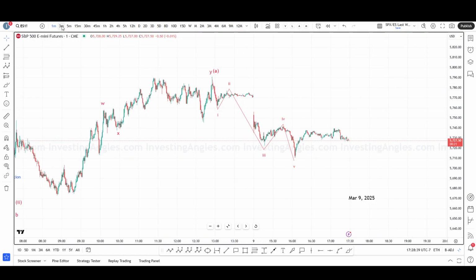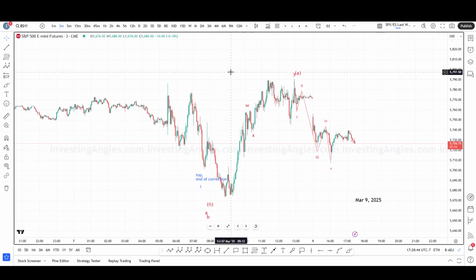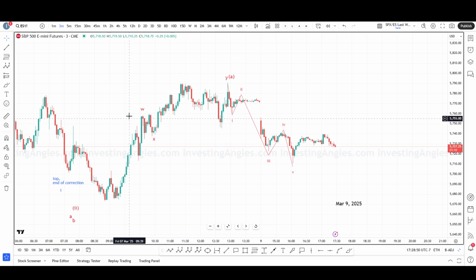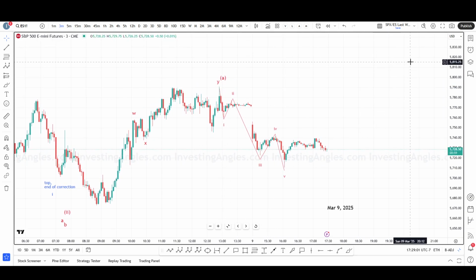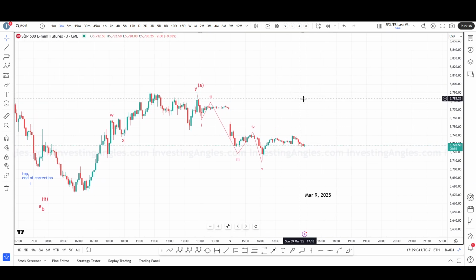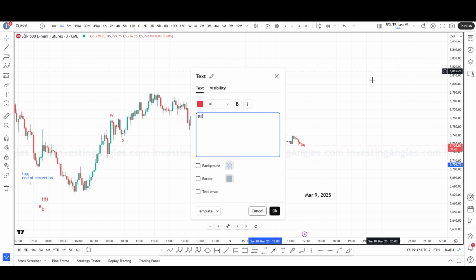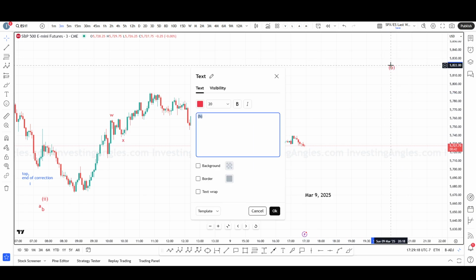Okay, so let's switch from the very micro chart to a slightly bigger chart to get a better perspective. So now we are looking for two possible paths here. First of all, I would be looking for a potential bigger correction here, and I'm talking about possible A, B, and this would be wave C, possibly.